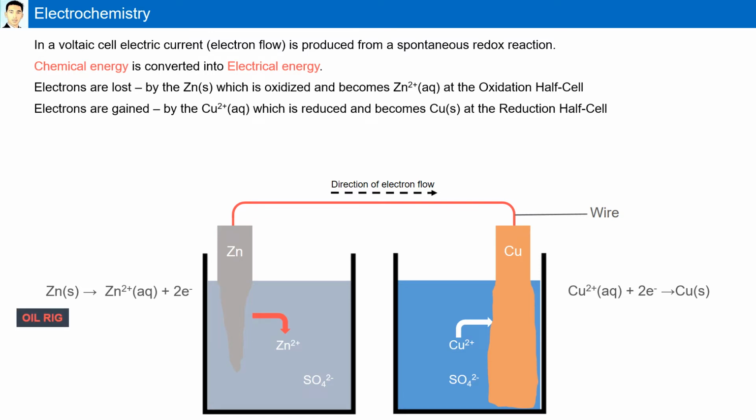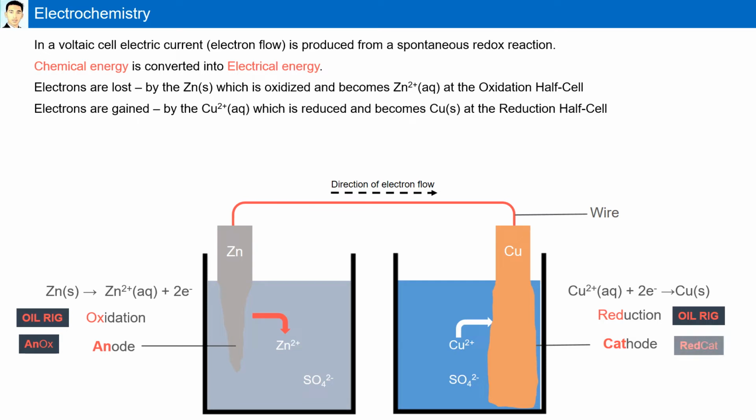From OIL RIG, we know zinc is losing electrons, therefore, on the zinc side, it's undergoing oxidation. While on the other side, we know the copper is gaining electrons, and from RIG, reduction is gain, reduction is taking place. Back to the zinc side, oxidation takes place at the anode. To help you remember this, we can use AN OX, anode oxidation. While on the copper side, reduction takes place at the cathode. To remember this, we can use RED CAT.